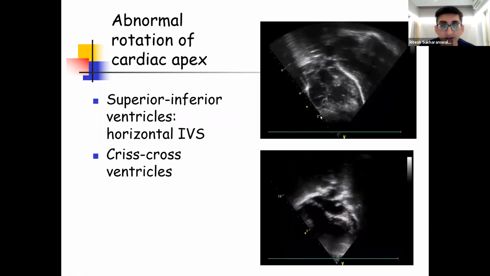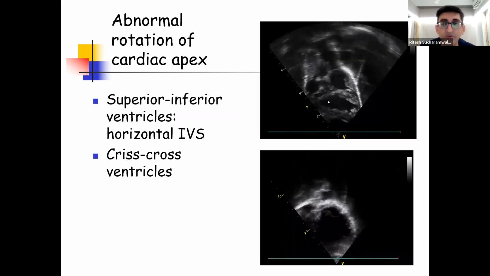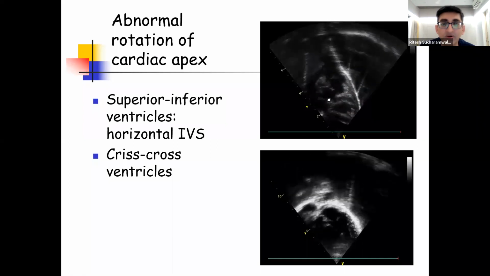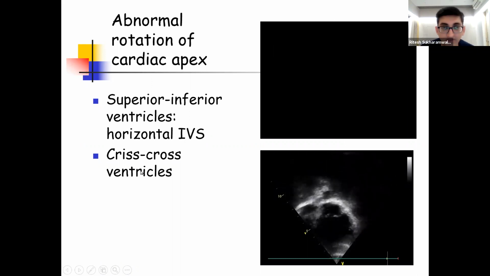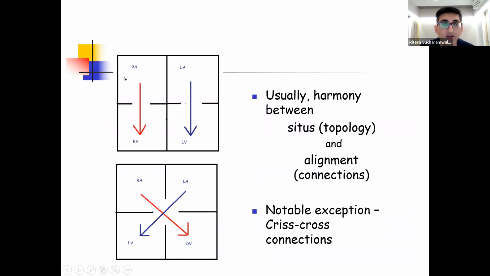There are a few abnormalities, like a superior inferior ventricle when the interventricular septum is horizontal, and we have one more entity called criss-cross connection. So we will see what is criss-cross connection. Normally, the right atrium opens into the right ventricle, the left atrium opens into the left ventricle, such that both are in topographic alignment with each other. But when the right atrium opens into the right ventricle, which is on the left side, and the left atrium opens into the left ventricle, which is on the right side, then it is called a criss-cross connection.